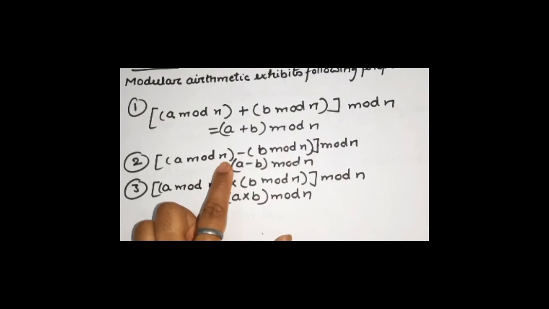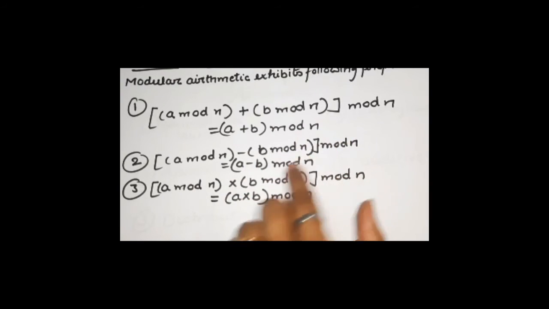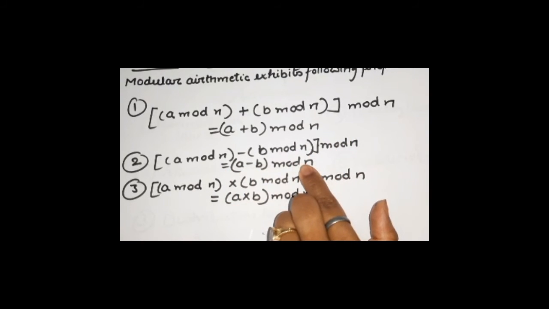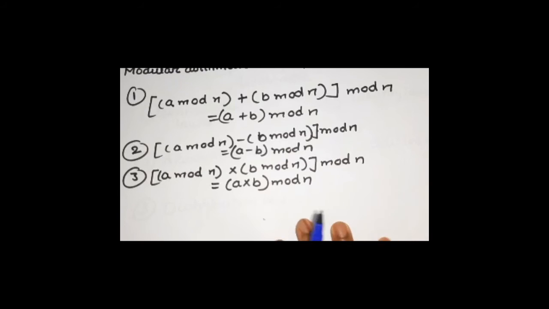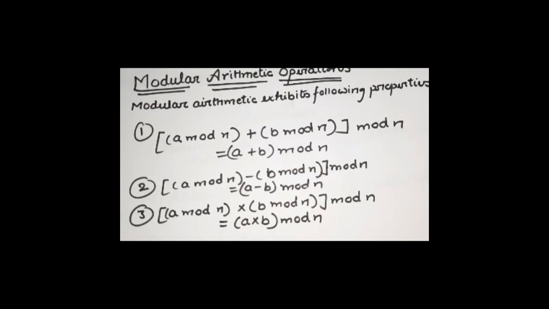Another property says A mod n minus B mod n, whole mod n, can also be written as A minus B mod n. Another property is A mod n times B mod n, whole mod n, can also be written as A times B mod n. So these are three properties that will always hold for modular arithmetic. If two residues are added under the same modulus, then A plus B mod n is the same. Similarly, A mod n minus B mod n, whole mod n, is equivalent to A minus B mod n. Similarly for multiplication.